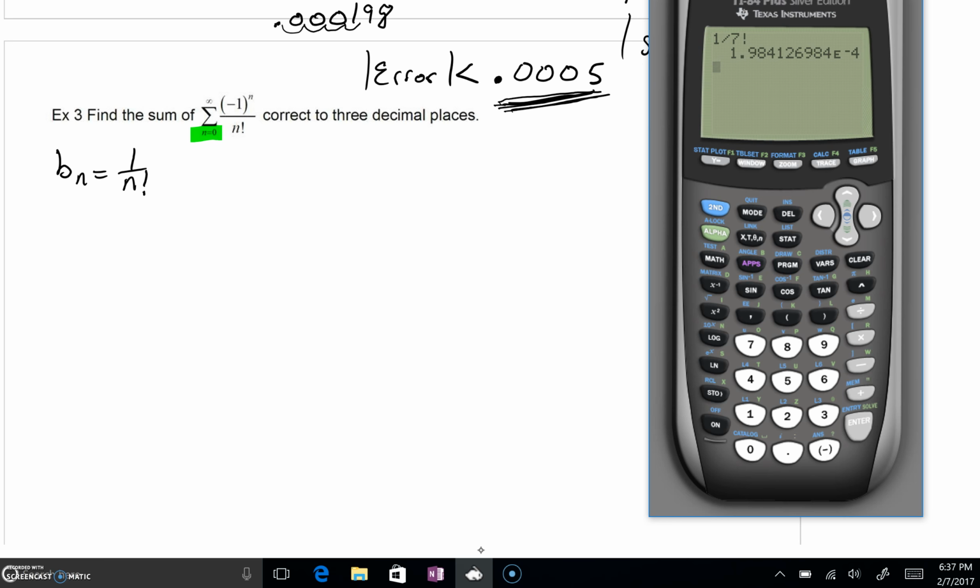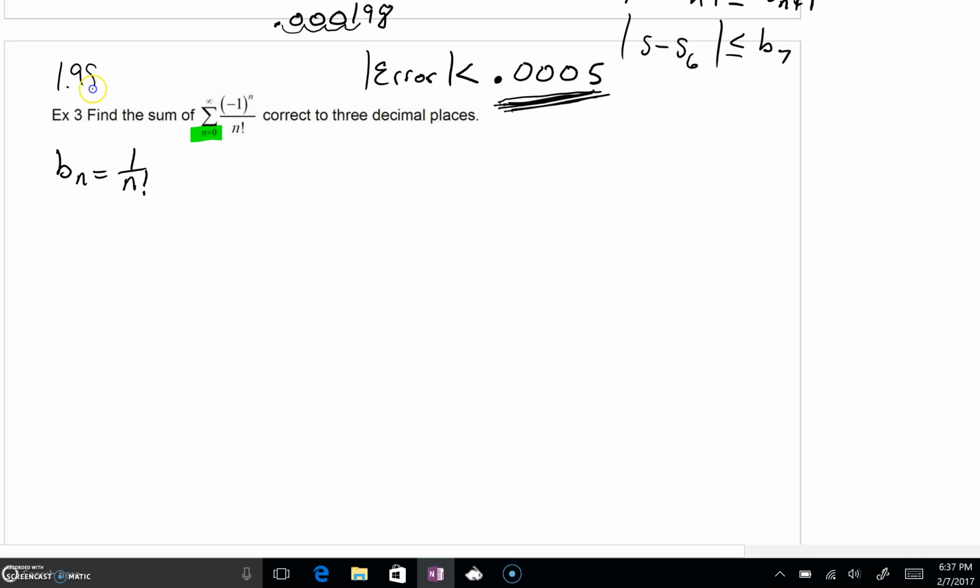Now, if you saw 1.984 times 10 to the negative fourth, as you see right here, that's actually going to do the trick, because what you're going to see is that means you'll have 3 zeros, 0.000, and then a 1984. And that would be the first time that you're going to be smaller than 0.0005. So b sub 7, the seventh term, is going to really give us what we're looking for.